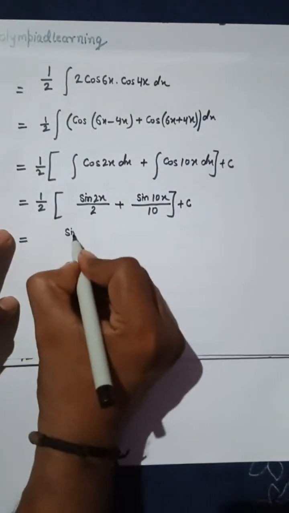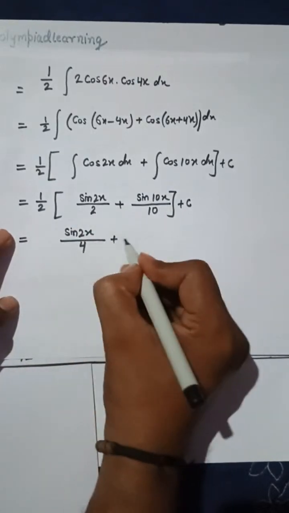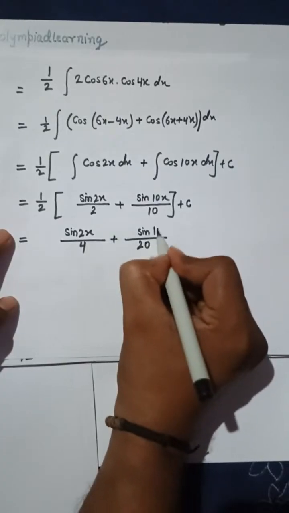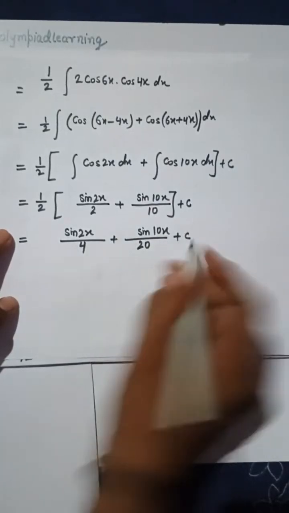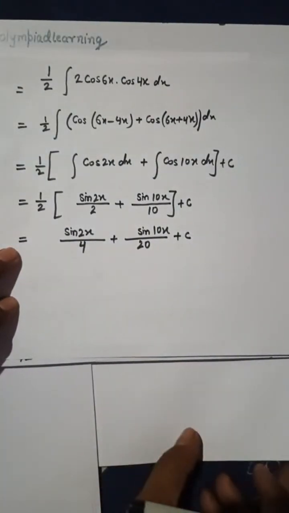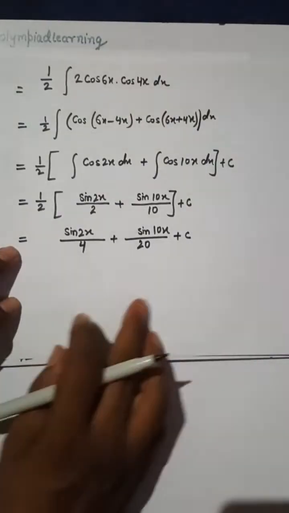Sin 2x, 2 into 2 is 4, and 2 into 10 is 20. So we have sin 10x plus c. This is the solution of the problem. I have already gone through it. So this is the solution of this problem, right?